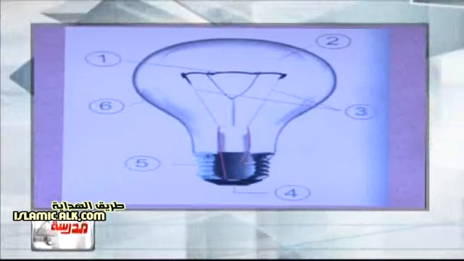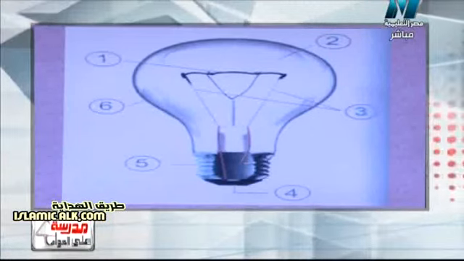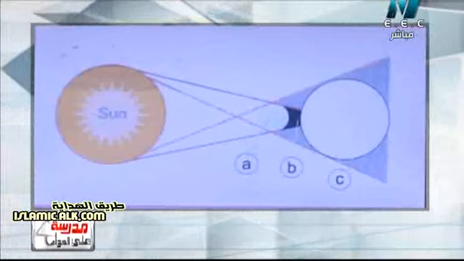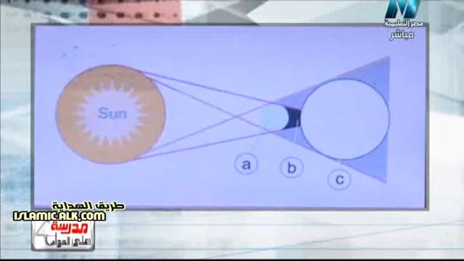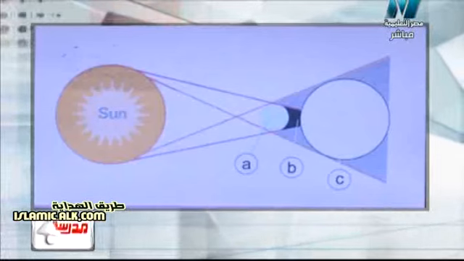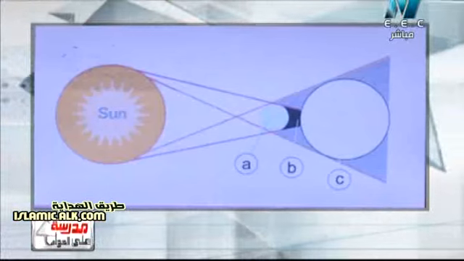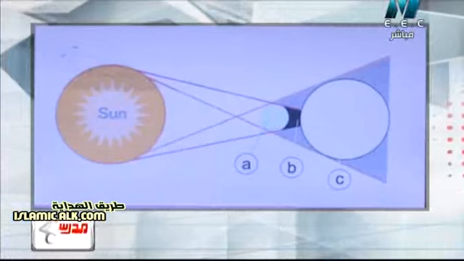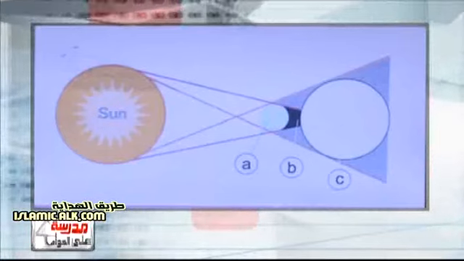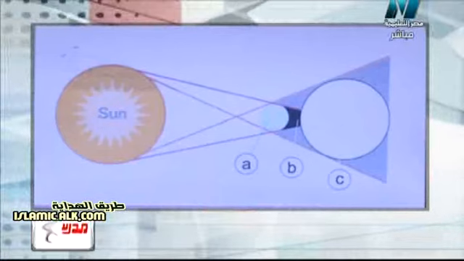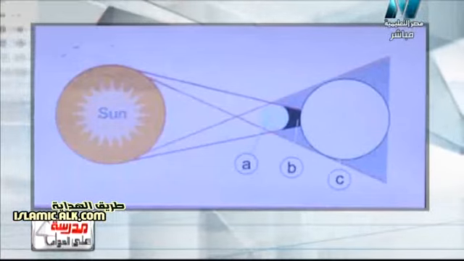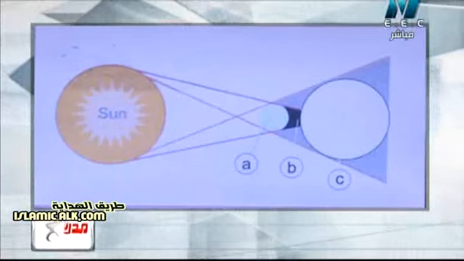Again, labeling diagram is a very important question in our exam. Another diagram for labeling is the phenomenon of solar eclipse. Here it is. Letter A is the moon. Letter P is the area of umbra or shadow, and we know shadow is an area which has no light, an area of inner shadow where total solar eclipse occurs. And number 3 is the earth.